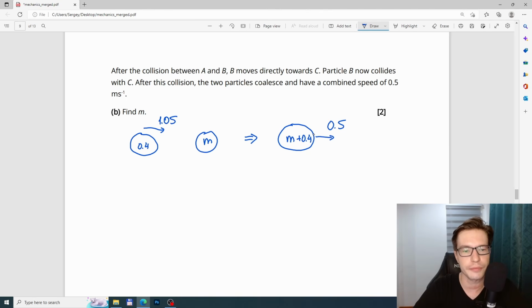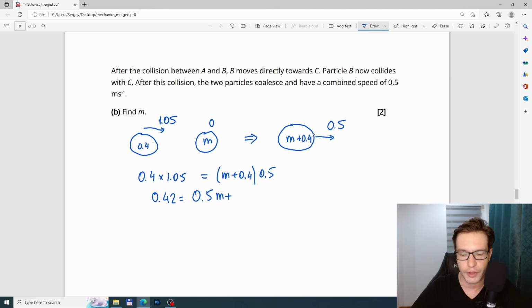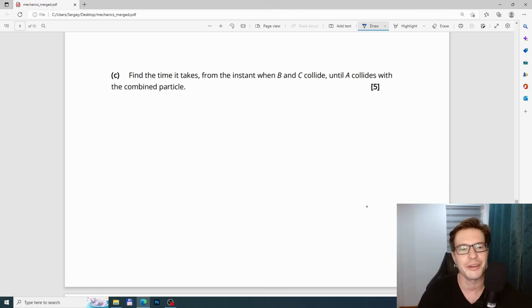Again, momentum conservation. Before the collision, 0.4 times 1.05, and its particle was stationary, so 0. Now that equals the new mass m plus 0.4 times the velocity 0.5. Now let's solve it, and we got 0.42 equals 0.4m plus 0.2. So therefore 0.5m equals 0.22, and m equals 0.44.